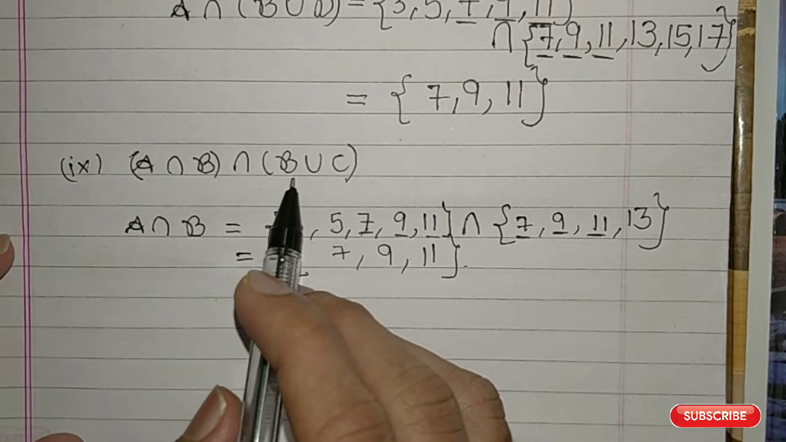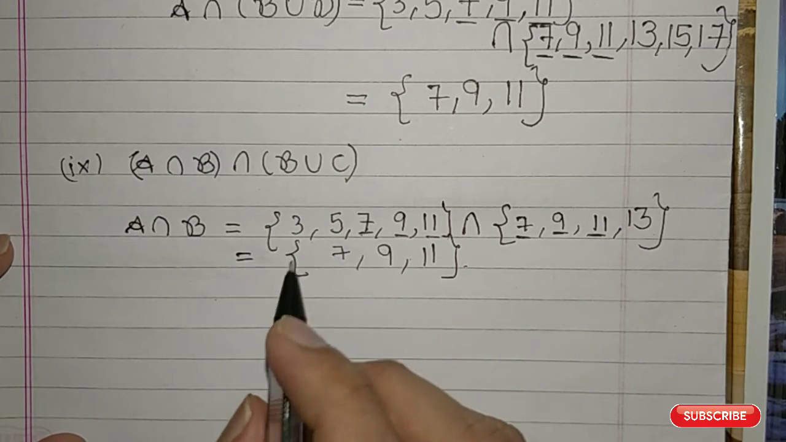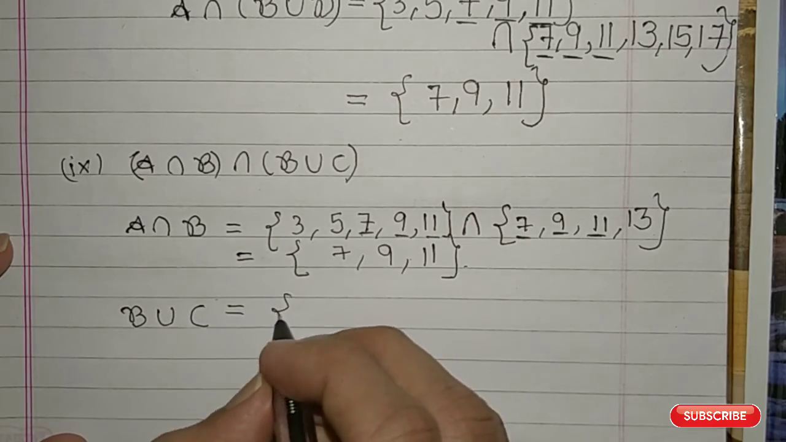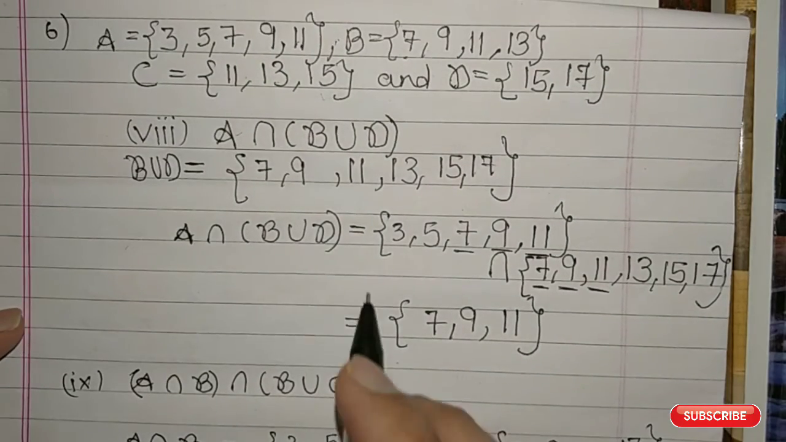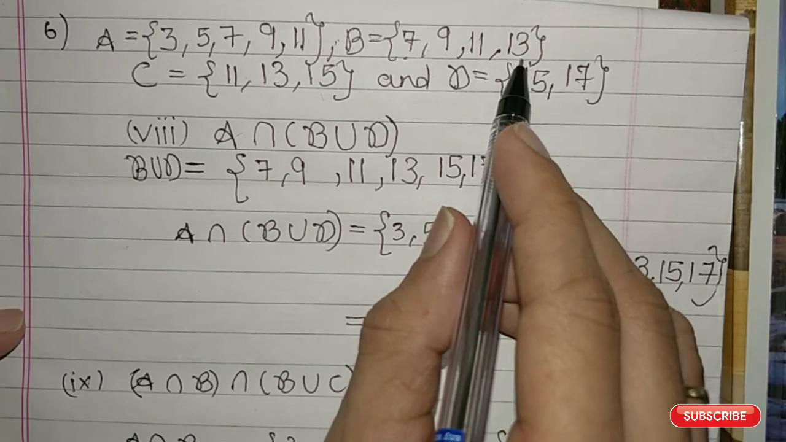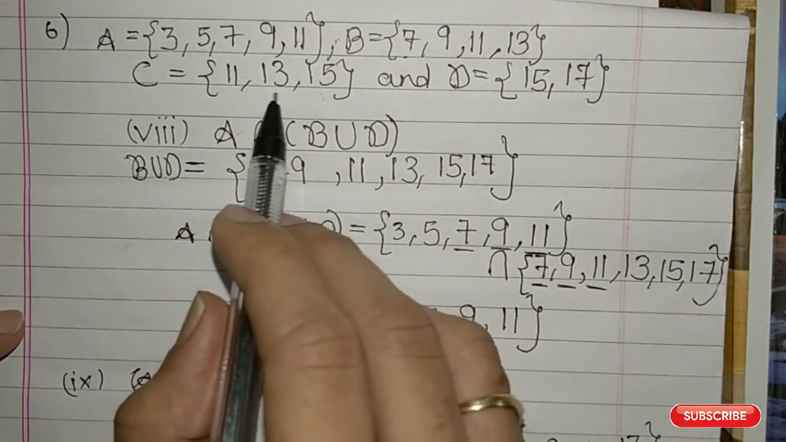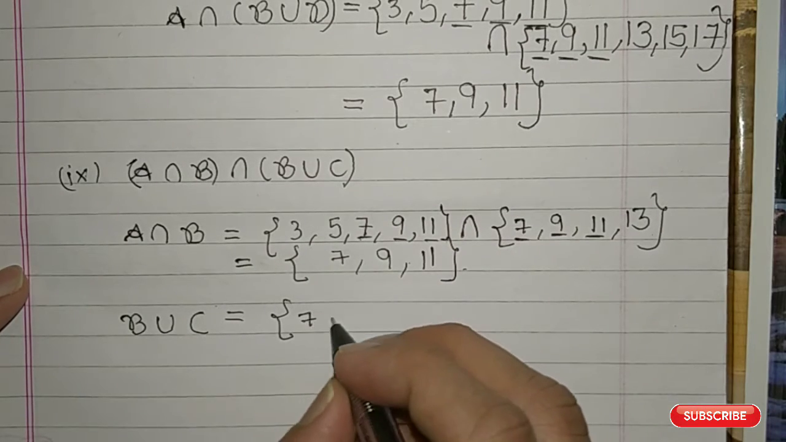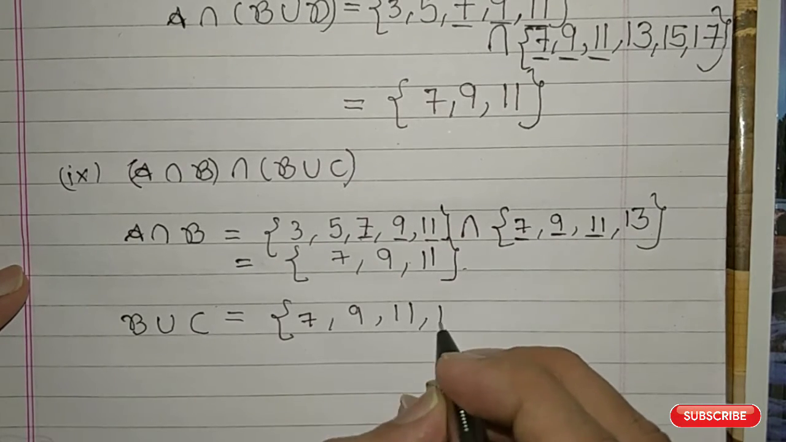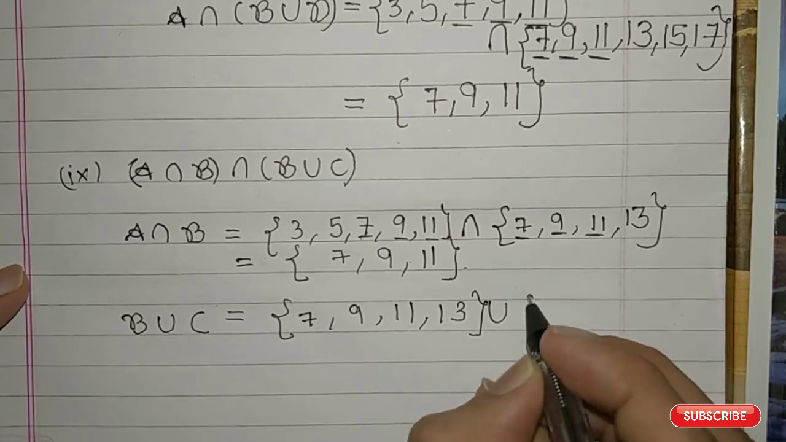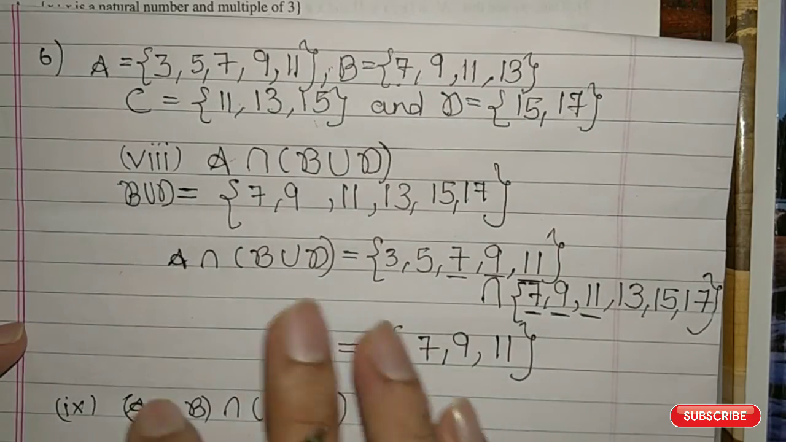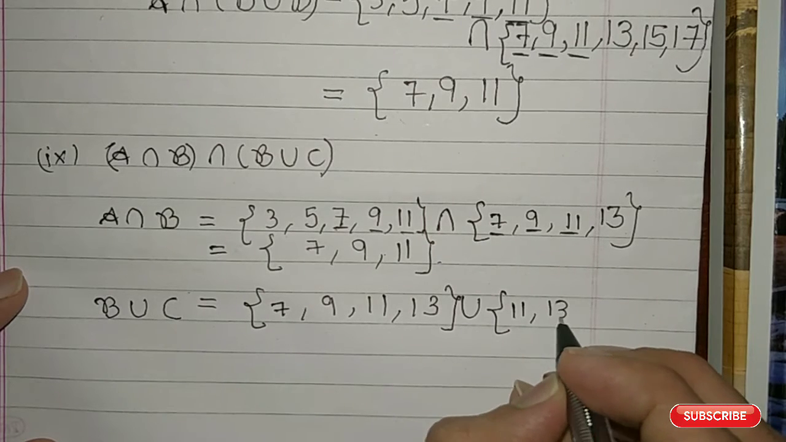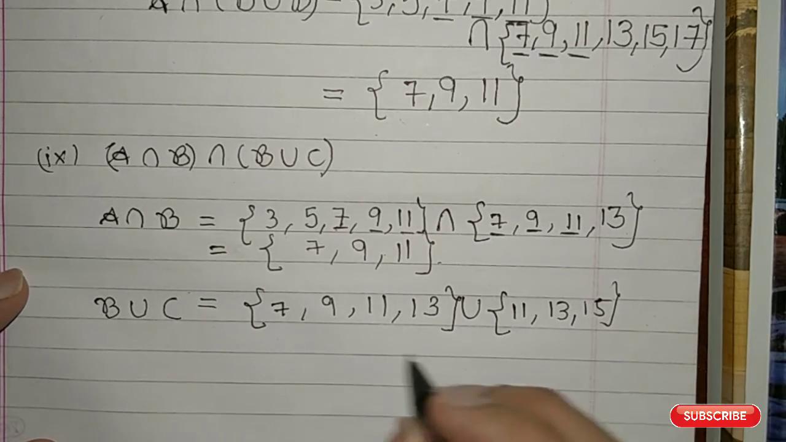Now you have to find this set, B union C. So B union C will be equal to what? B union C will be B, which is 7, 9, 11, 13, union C, which is 11, 13, 15. So 7, 9, 11, 13, union 11, 13, 15, that is the set C.